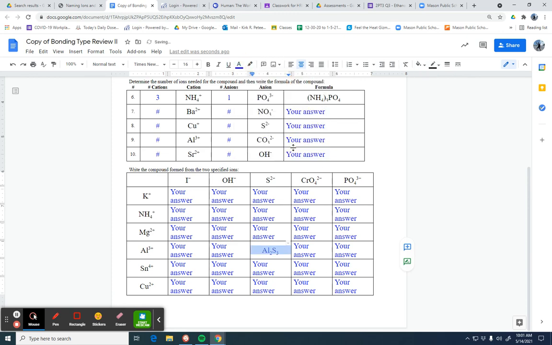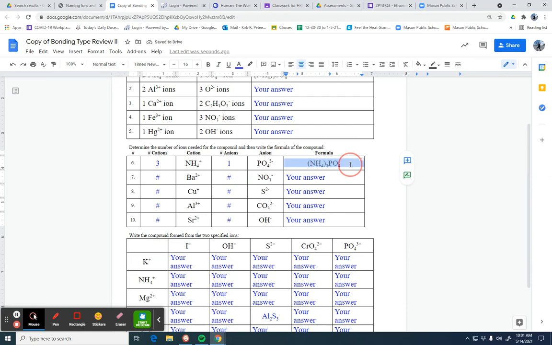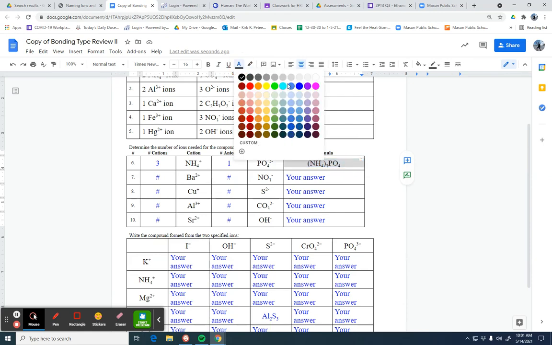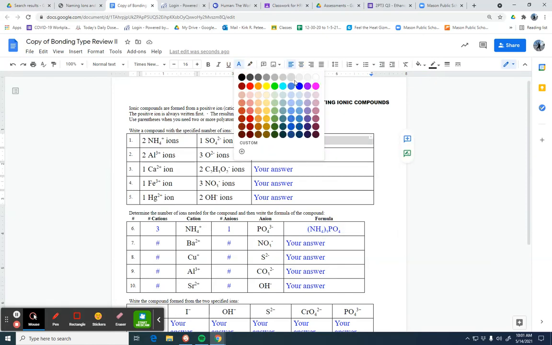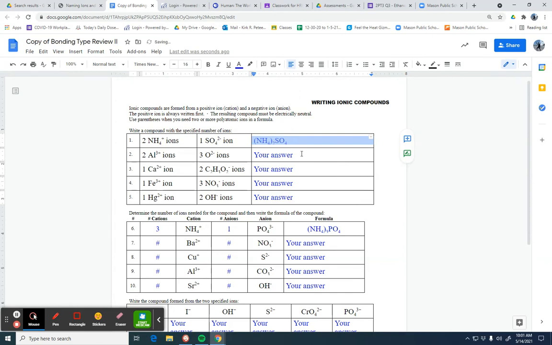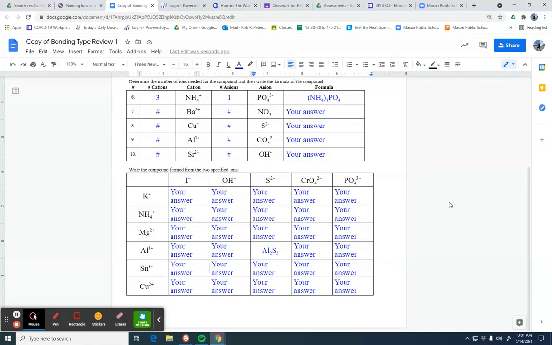Make sure everything is in blue. I'm going to go back and highlight these answers in blue as well. And if you have any questions on any of these and how to complete ionic bonding and how to do it, just send me an email. I will be on email tonight. So if you get this done, this assignment is due on Monday.